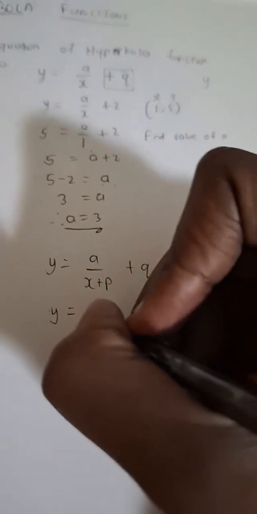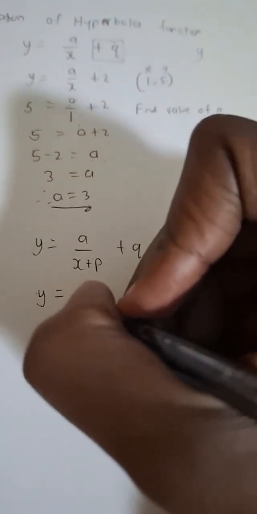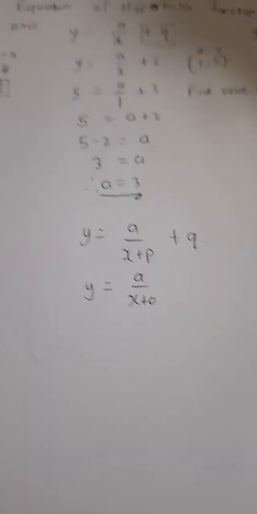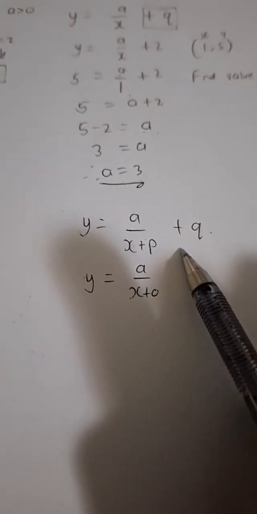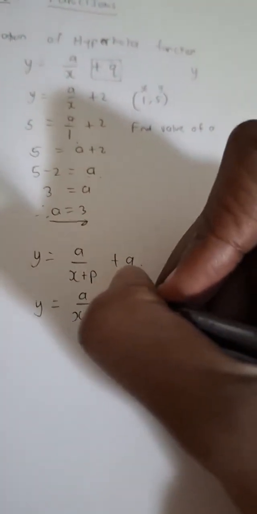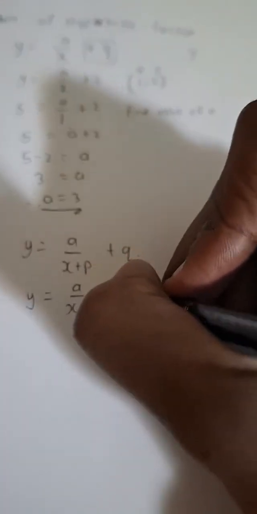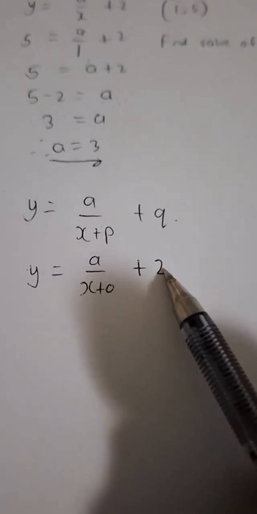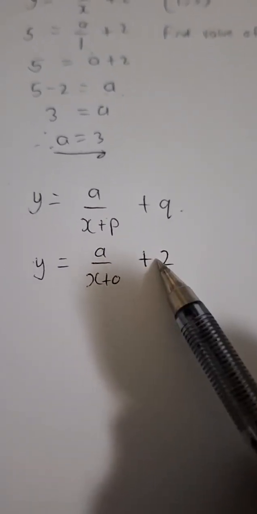If the vertical asymptote is 0, we can just say x plus 0. All right, because we are grade 11s and we know this form, we can go ahead and do that. Then plus 2, the plus 2 speaks to the horizontal asymptote, whose equation is y is equal to 2. Okay, so there we have it. We just write y, the q value being 2.